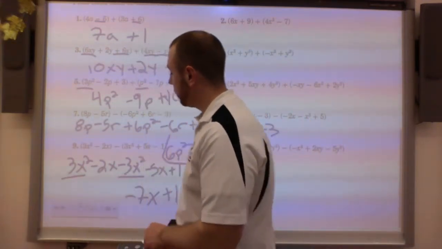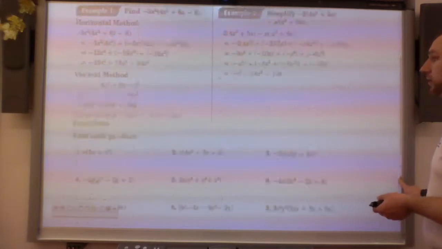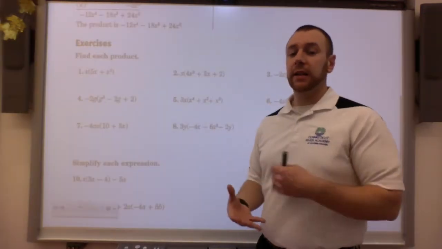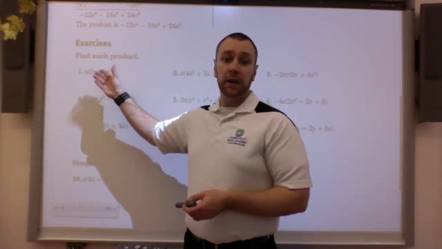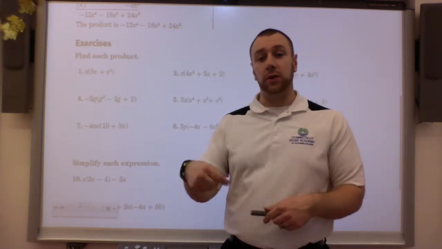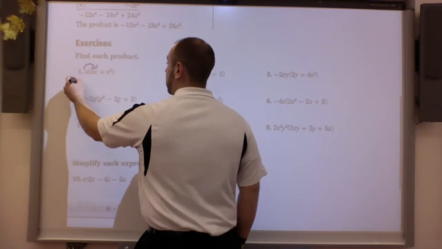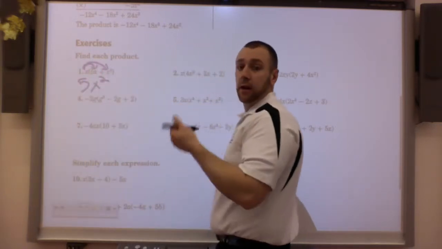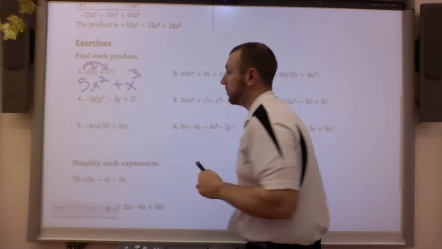The next step in the skills review deals with just the distributive property. And in this case, it's a distributive property with variables and exponents. So remember, when we're multiplying, the exponents just get bigger. So x times 5x is 5x squared. X times x squared is x to the third.